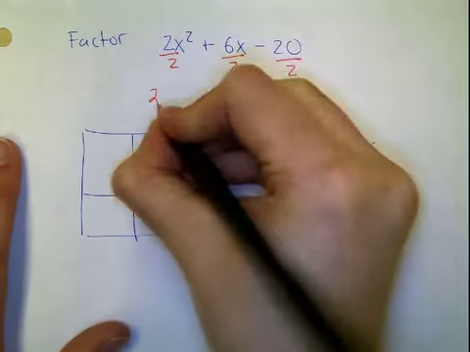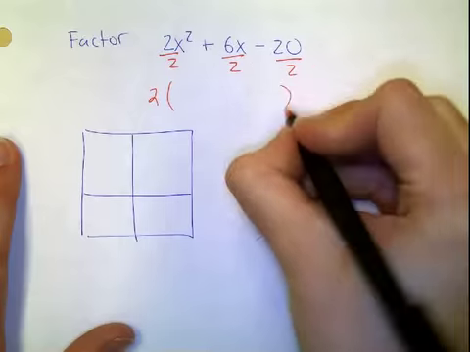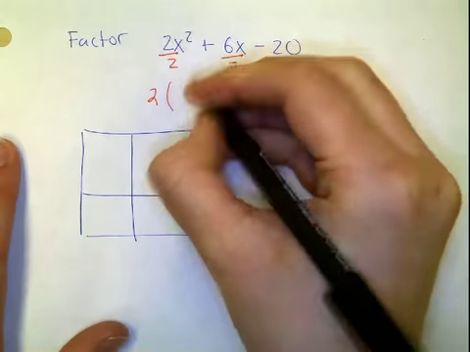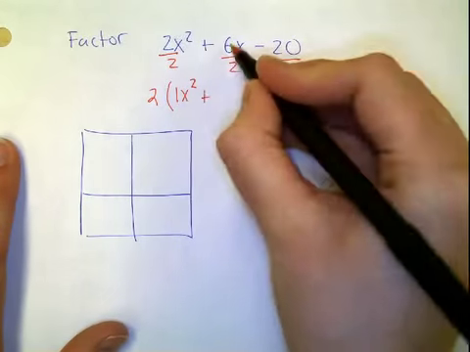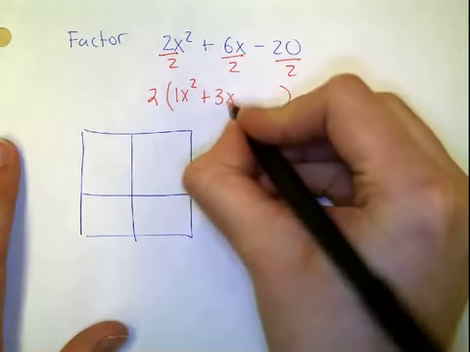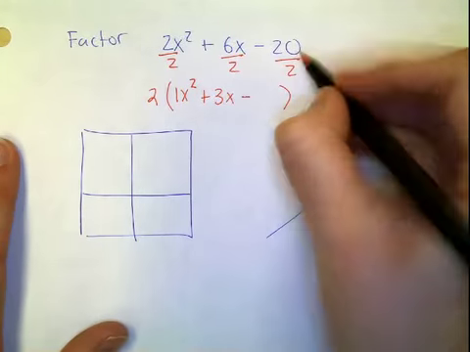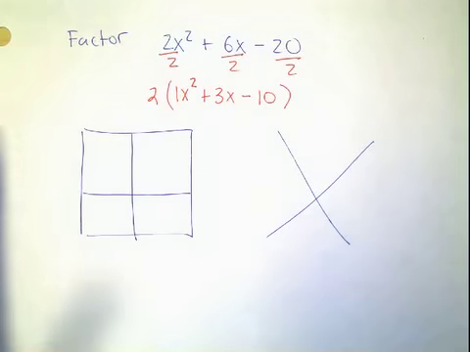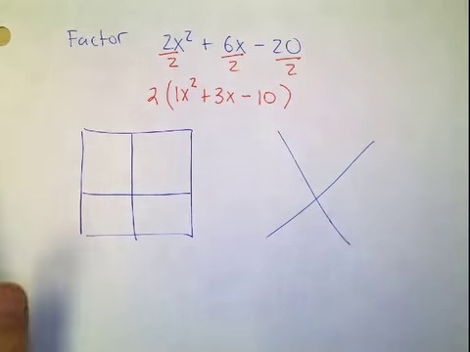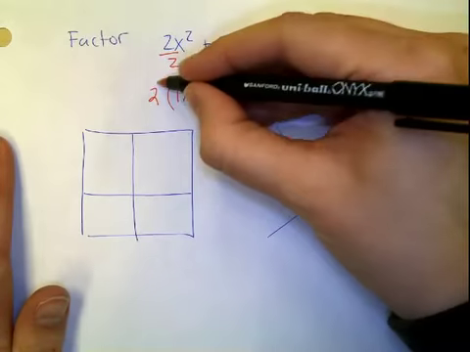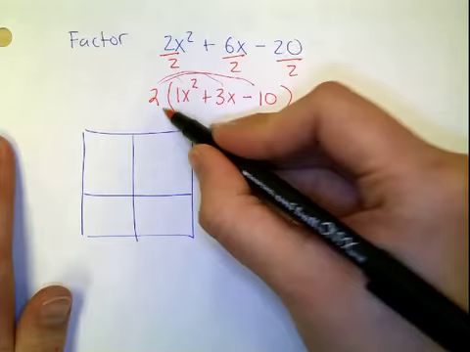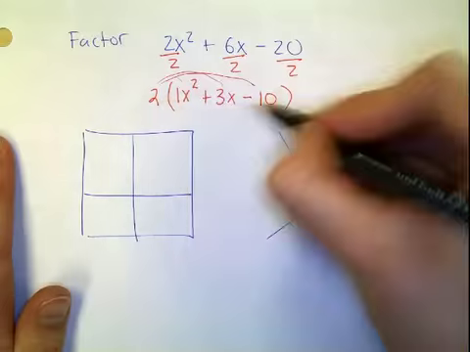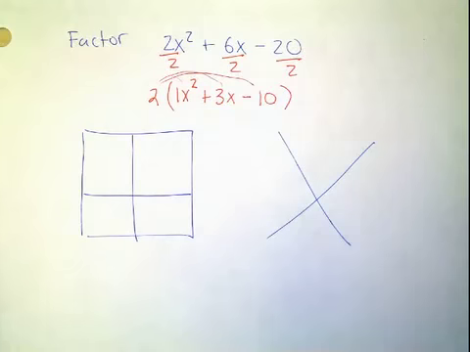That means I'll write the 2 here and make a big parenthesis. 2 divided by 2 is 1x squared. I don't really have to write the 1. And 6 divided by 2 is 3x, minus 20 divided by 2 is 10. I end up getting this, x squared plus 3x minus 10. And with the distributive property, if I multiply the 2 back in, 2 times 1 is 2x squared, 2 times 3 is 6x, 2 times 10 is 20. It'll turn back into what I started with.